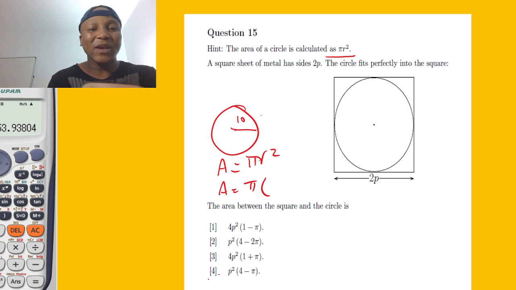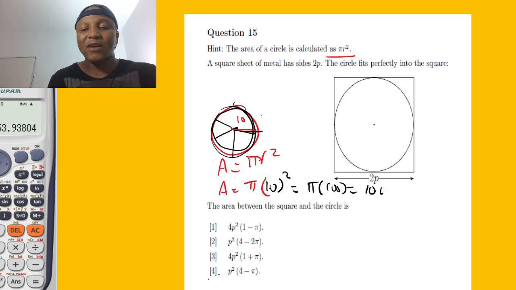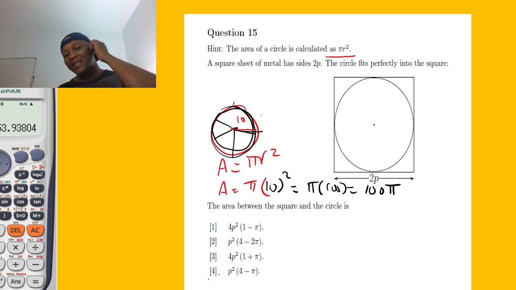The radius is always from the center to the circumference. Anything that comes from the center to anywhere it touches the circle is a radius. So our radius is 10, and then we square it. 10 squared means 10 times 10, which equals 100. So 100 pi is your answer.